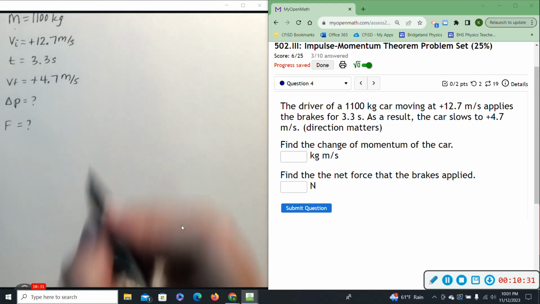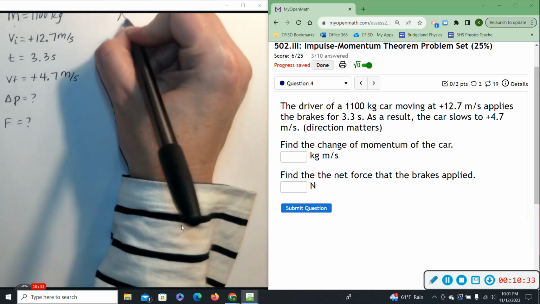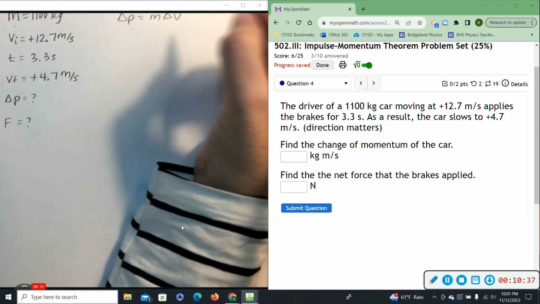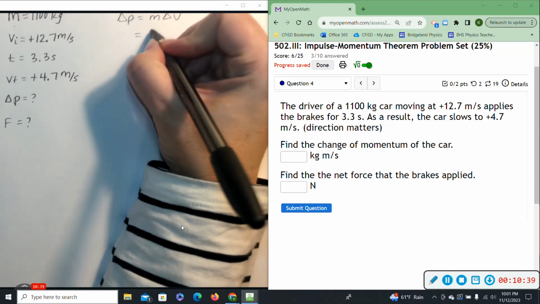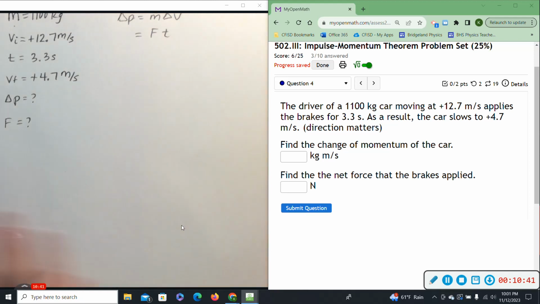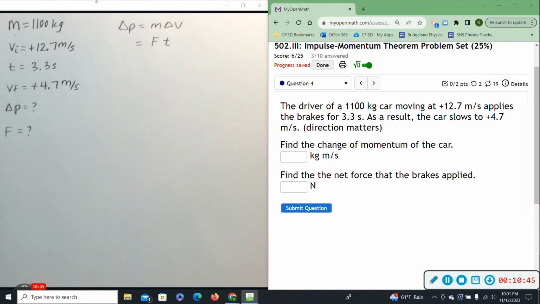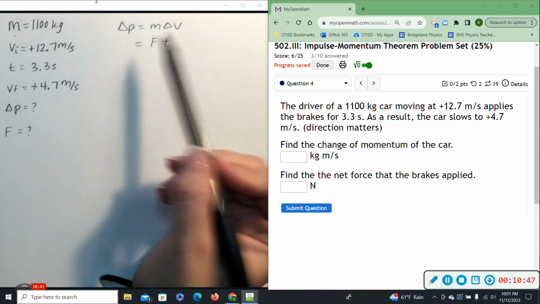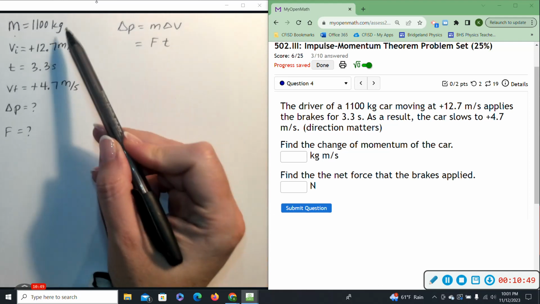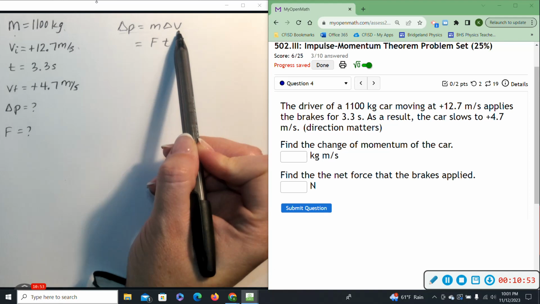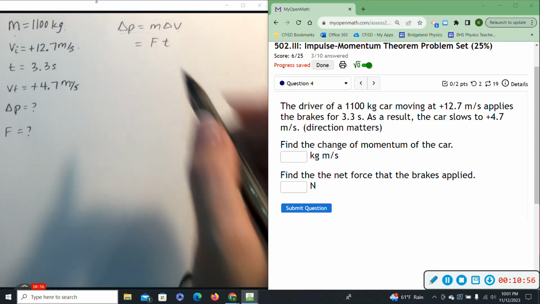Okay, so change in momentum, delta P, is equal to mass times change in velocity. It is also equal to force times time because it's equal to impulse. In the particular information we have right now, we have information for mass and change in velocity, so we're going to use this first equation right here in order to solve for delta P.